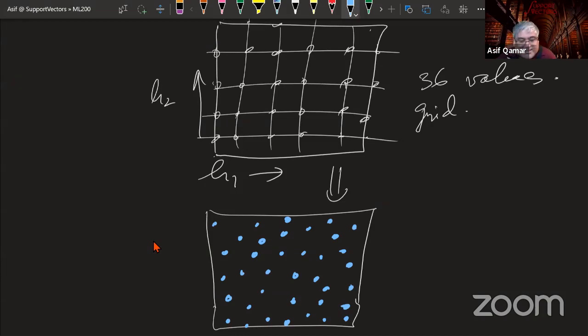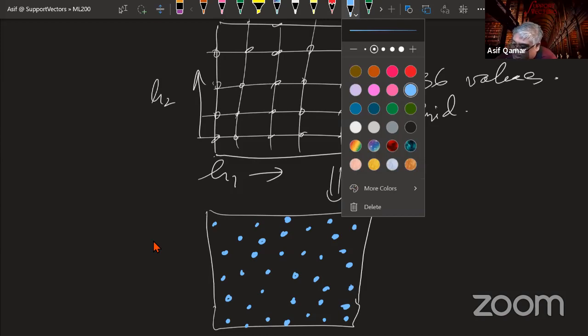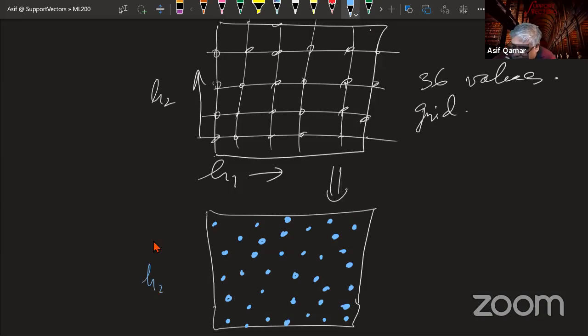Do you notice some difference between these two graphs, guys? These two plots? If you do randomized search and you ask how many H2 values did you sample? How many H2 values did you sample?